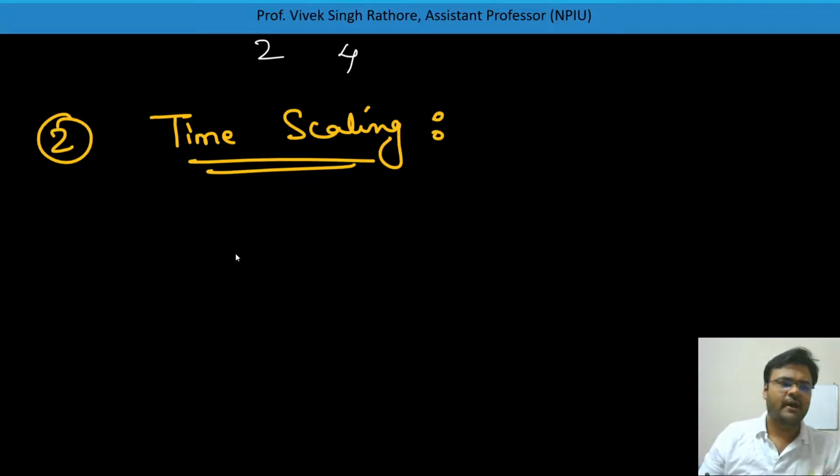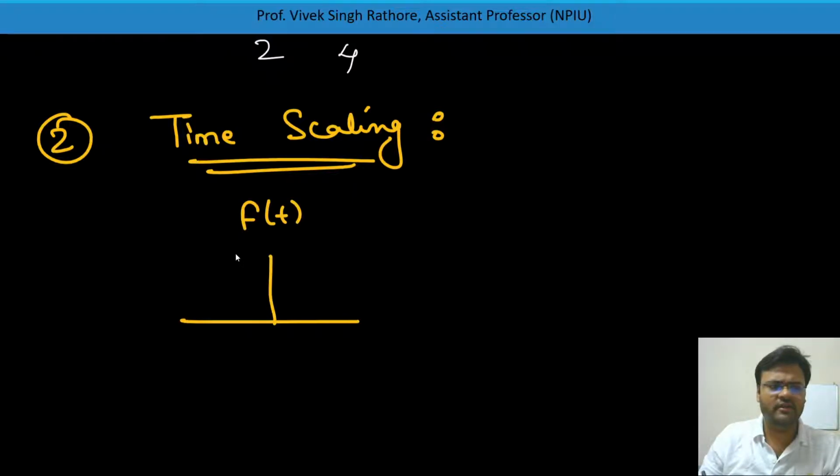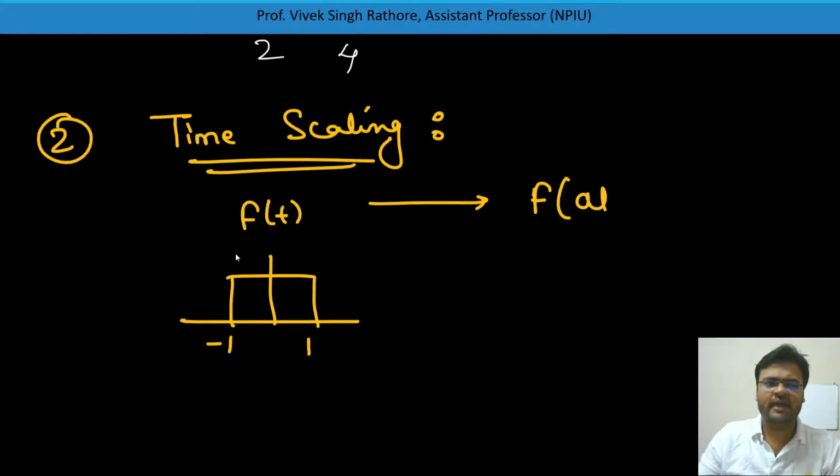Let's suppose f(t) is some signal, and we take our rectangular pulse from minus 1 to 1. This is our f(t). Now you need to scale it. For scaling the time domain, we multiply t by a. Now a can be either greater than 1 or less than 1.